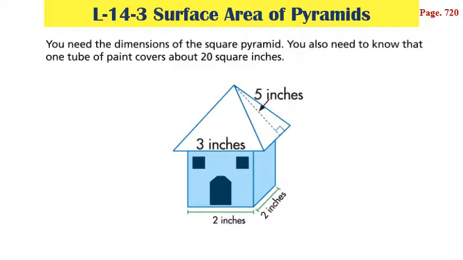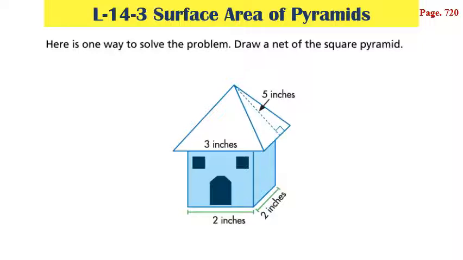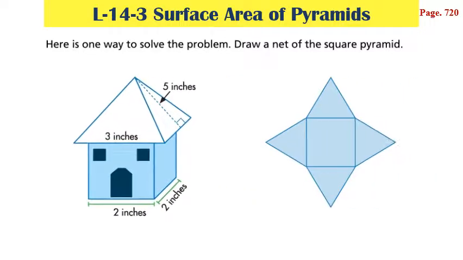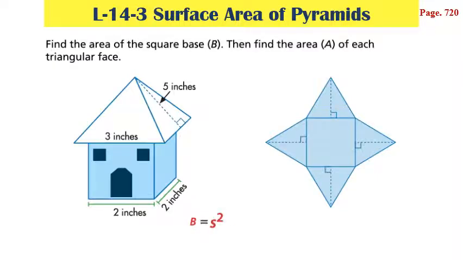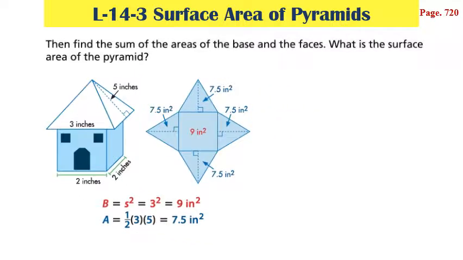You need the dimensions of the square pyramid. You also need to know that 1 tube of paint covers about 20 square inches. Here is one way to solve the problem. Draw a net of the square pyramid. Find the area of the square base, B. Then find the area, A, of each triangular face. Then find the sum of the areas of the base and the faces.